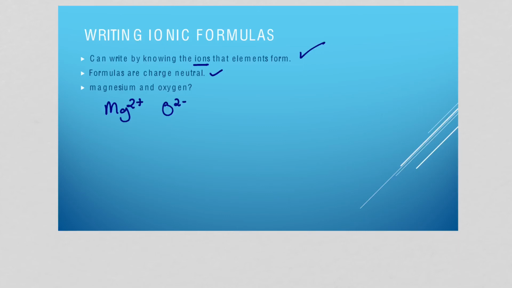So when we put these together, the simplest way to make the charge balance out, because they're the same charge, is a 1-to-1 ratio. So the formula for magnesium oxide is simply going to be MgO, right? That is the formula unit of the ionic compound between magnesium and oxygen. So pretty straightforward.